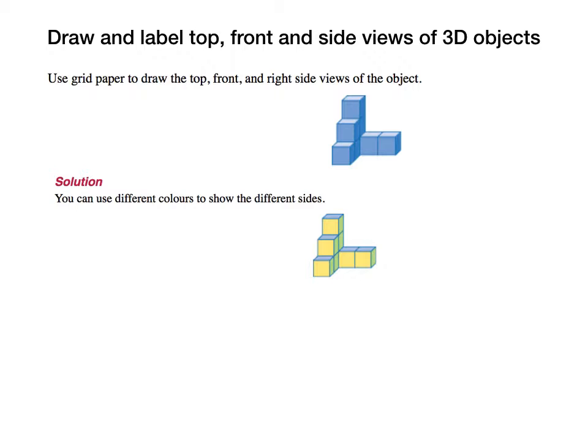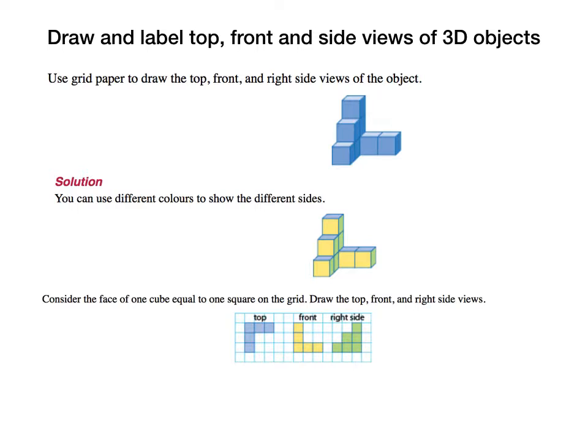So a useful tip, before you start drawing, is to color all your top views the same color, all your front views a different color, and your side views a different color. So in this diagram, we have all the blocks that we can see from the top color-coded blue. All the blocks we can see from the front are yellow, and the ones we can see from the side are green.